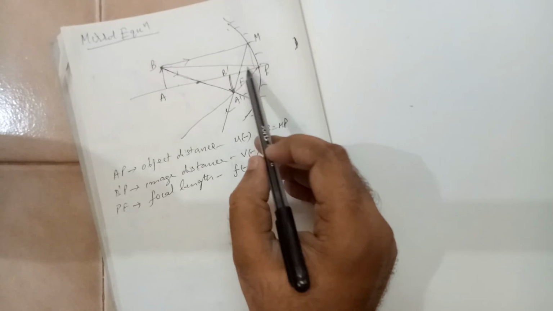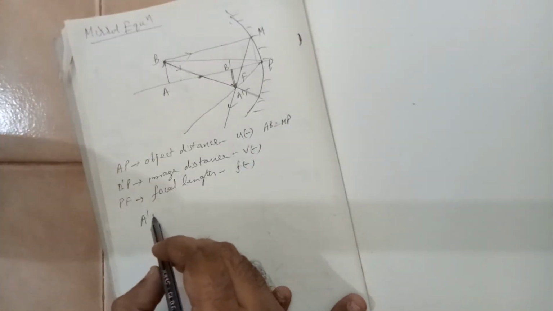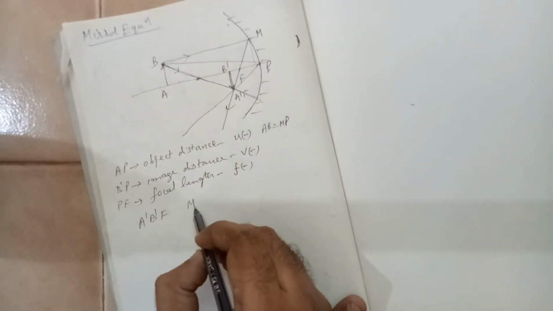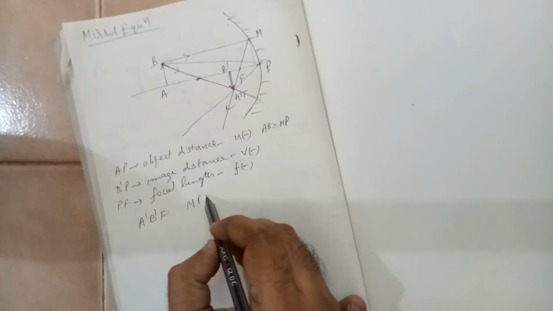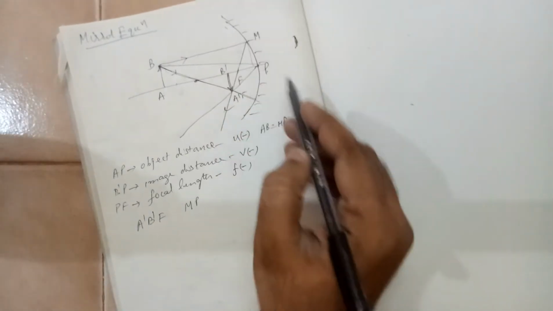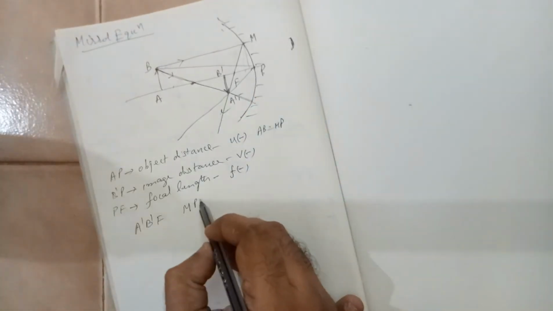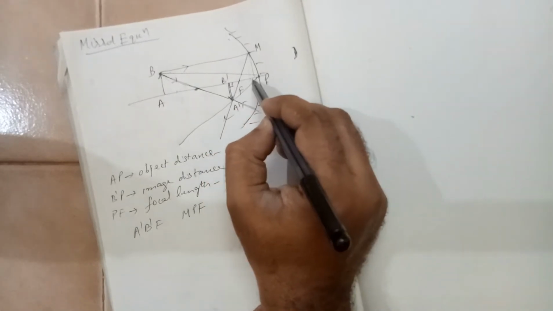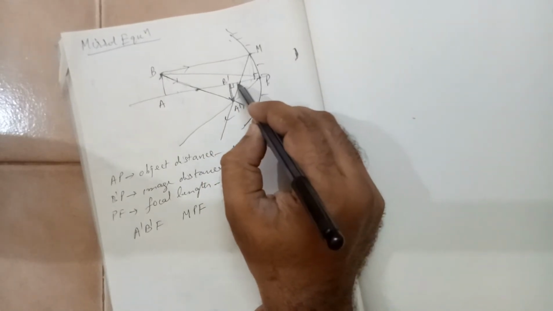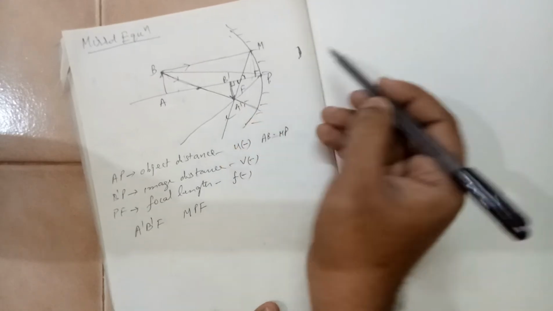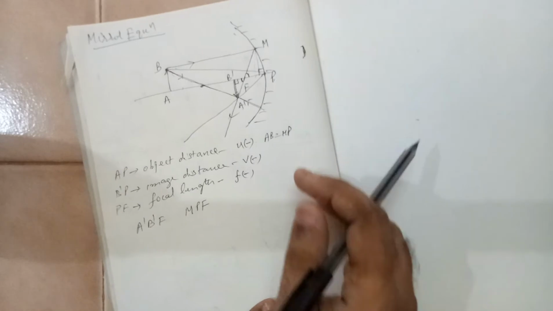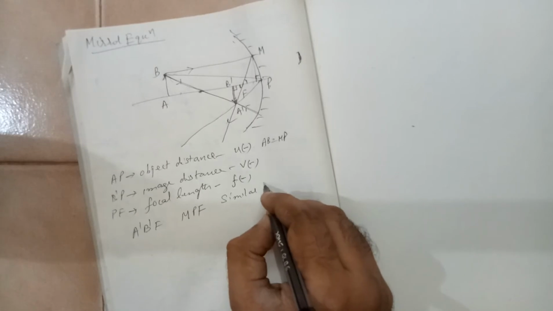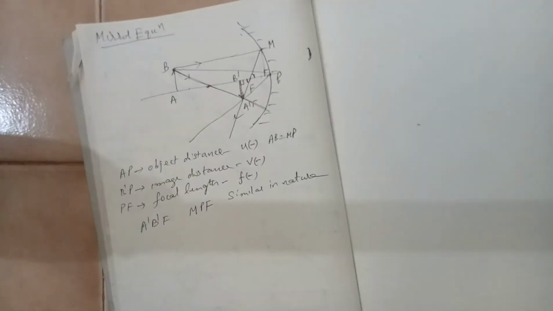So for this we'll take 2 triangles, A dash, B dash, F, and M, P, F. This is almost a straight line, as I told you. You can see here that this is a right angle. So this is also a right angle. This angle and this angle are opposite angles, so they are equal. Obviously the third angle also will be equal. You can say that these two triangles are similar in nature. So the ratios will be proportional.